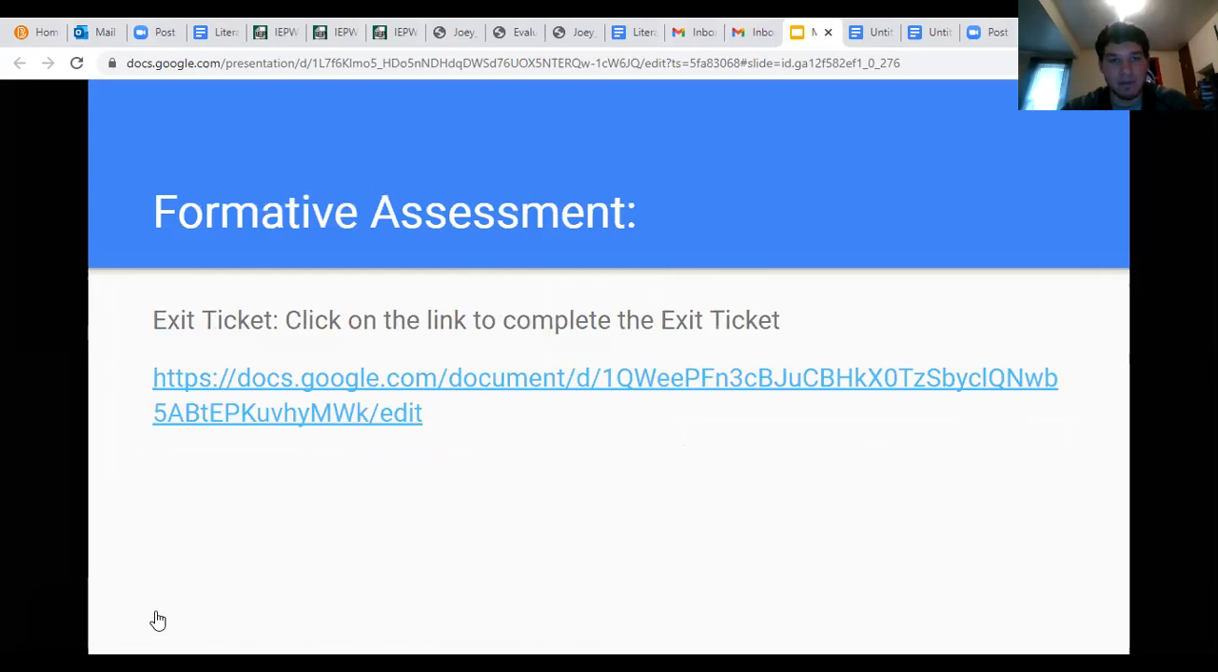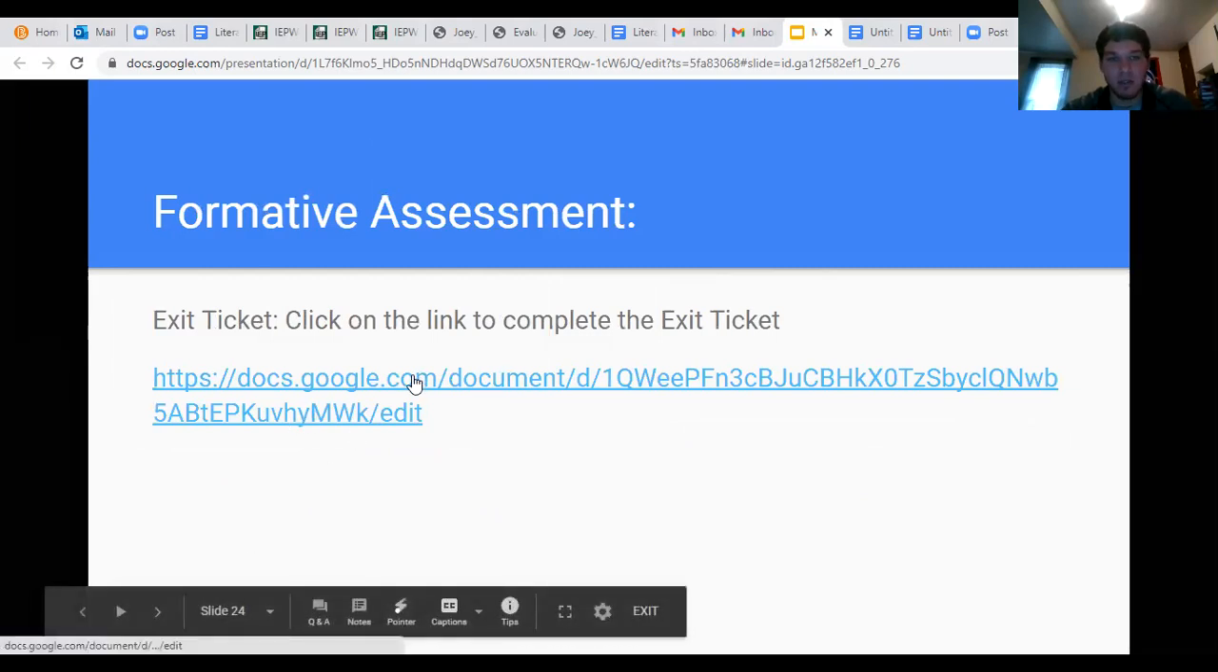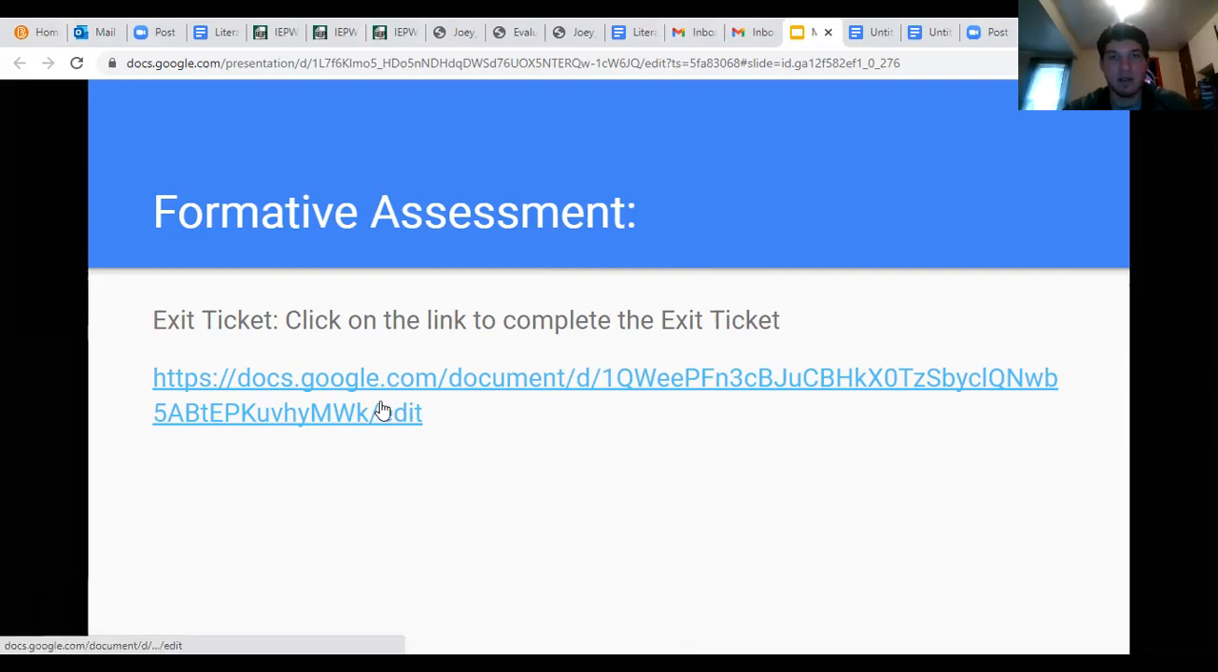So now for the formative assessment. I want you to go back to the same Google Doc, and I want you to click on the link to the exit ticket. The exit ticket will have questions that I want you to answer, and we will come back to these when we're done.